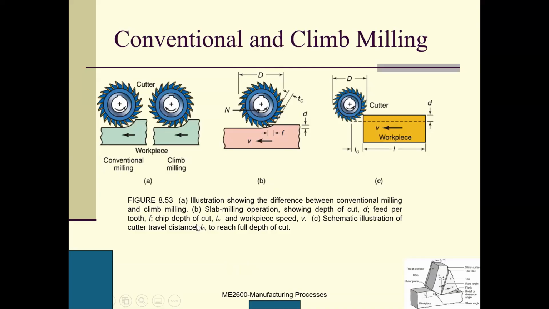So chip depth of cut, tc. Here is the chip depth of cut tc, and workpiece speed V. So here is the depth of cut D, and feed per tooth, and also tc, the chip depth of cut in this direction. Be careful. We have two depths of cut. One is our normal depth of cut. Another one is the t depth of cut. And what is t?